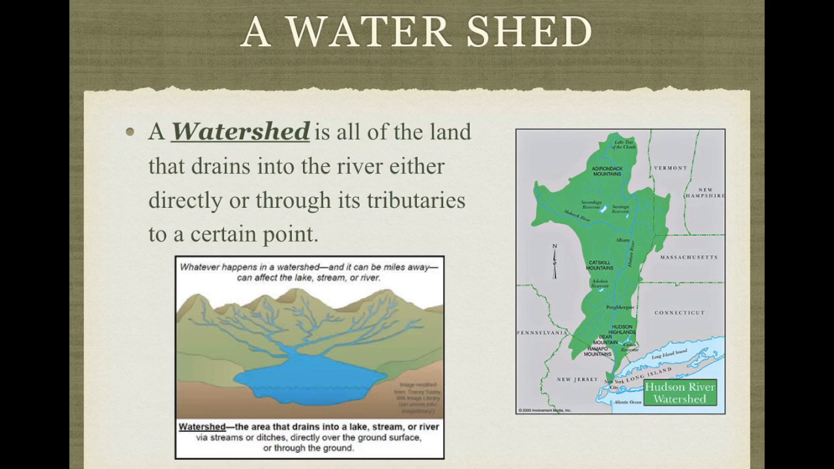Now watershed is referring to all the land that drains into a river. So this is going to be a lot of water that we don't see. This can be little streams. This could be in the soil, and they kind of all connect and drain into it.